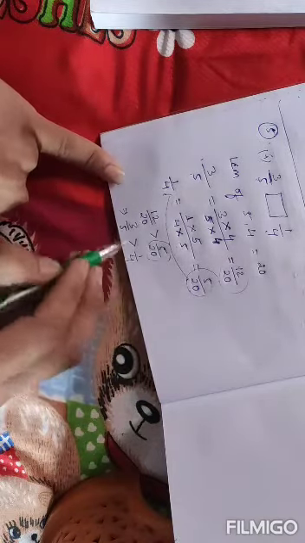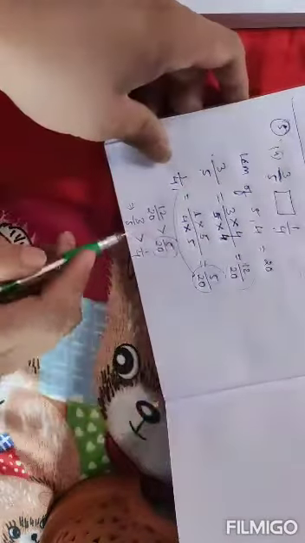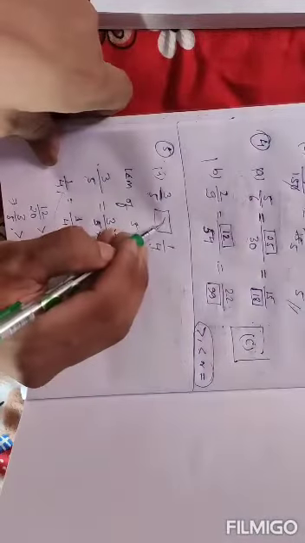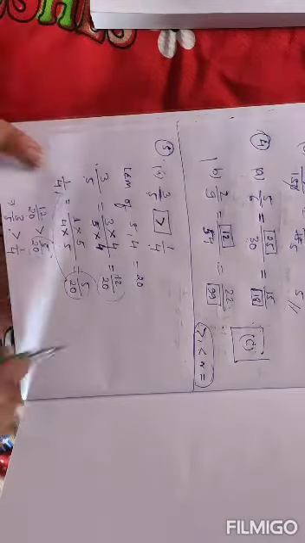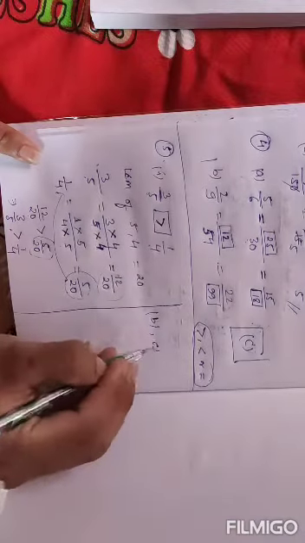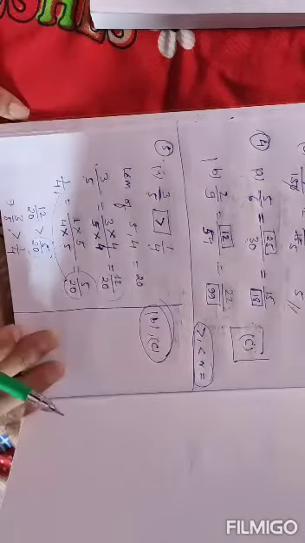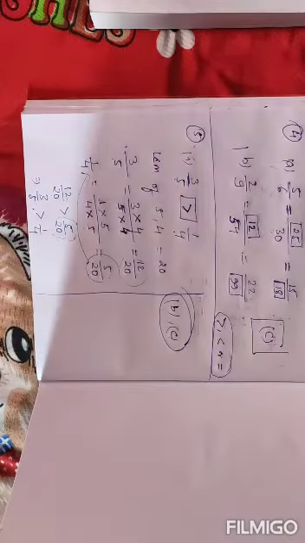So 3 by 5 is greater than 1 by 4. So you will put this sign here. Similarly, you can do question number B and C as your homework. I have given you a total of 6 homeworks. So you can take your time and do it.